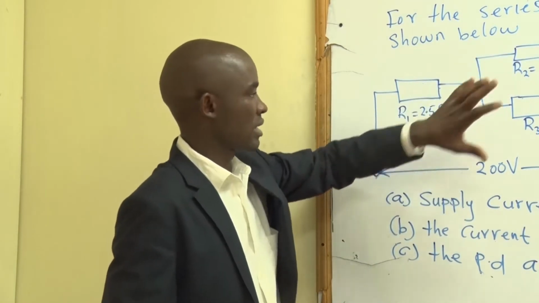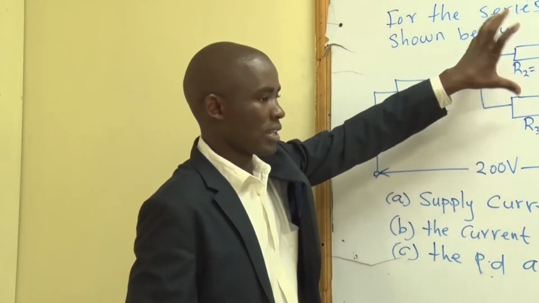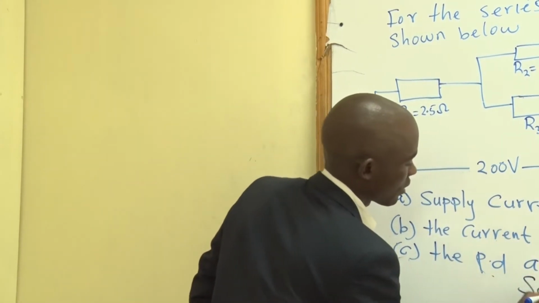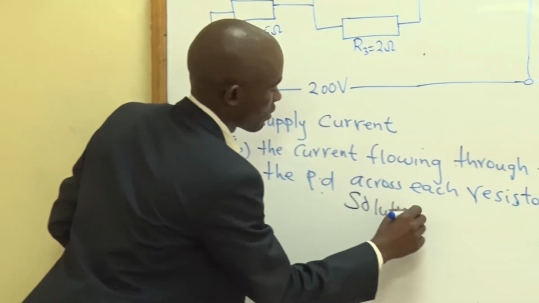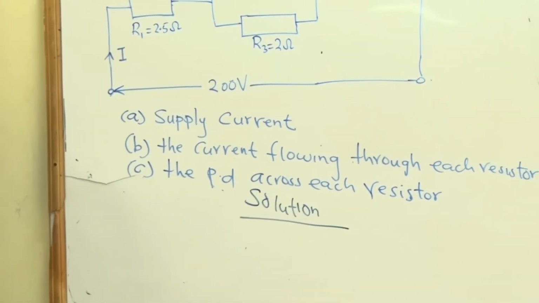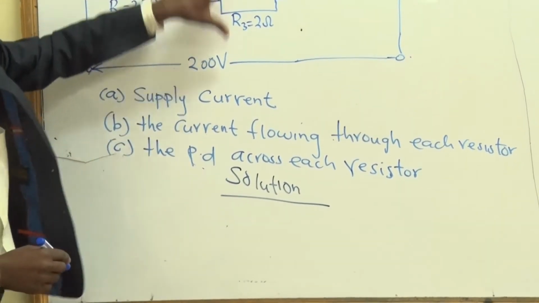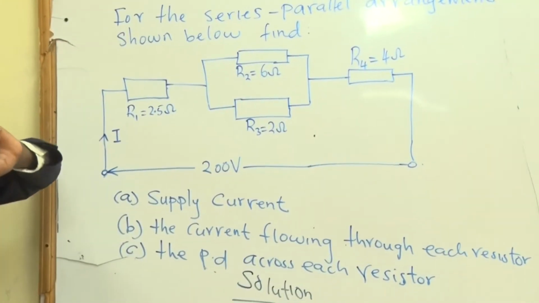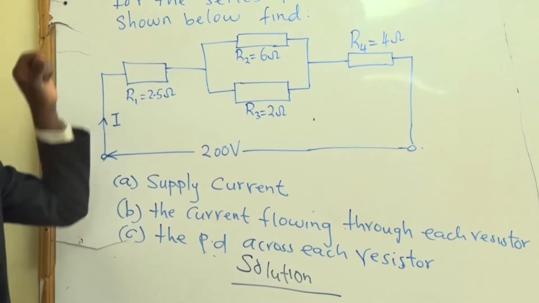So basically, I'm looking at the parallel connection. I need to reduce it. I need to compress this. I need to get the equivalent circuit. For my solution, I will compress these two. Remember, the two resistors are connected in parallel. So I will use the product sum method.